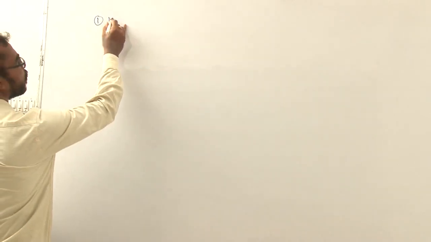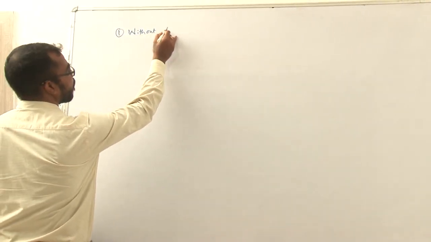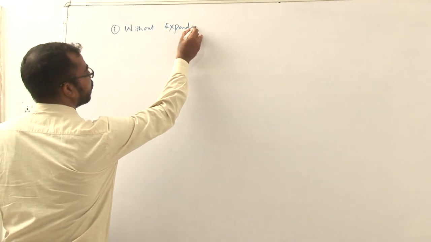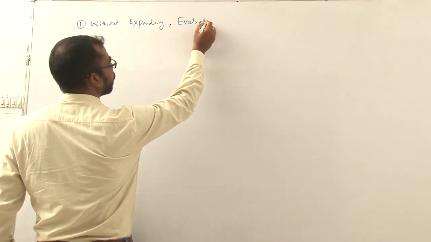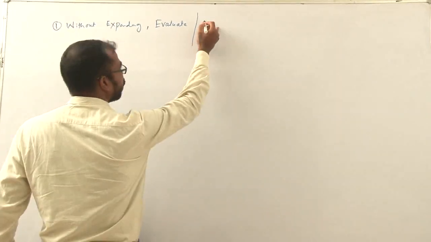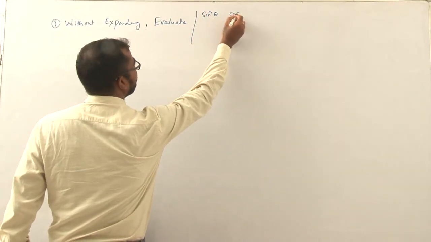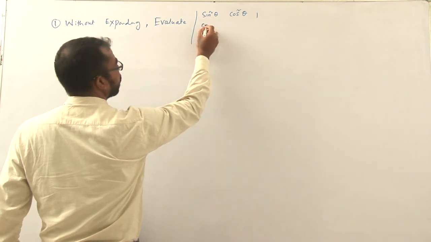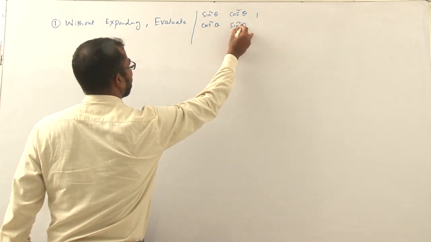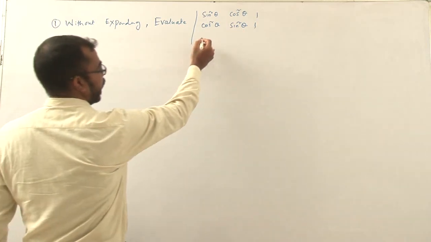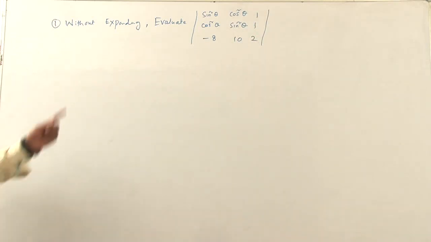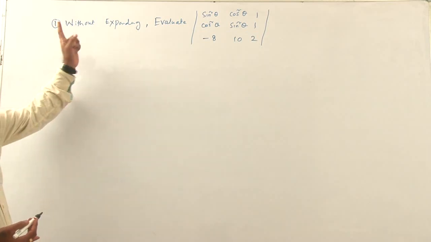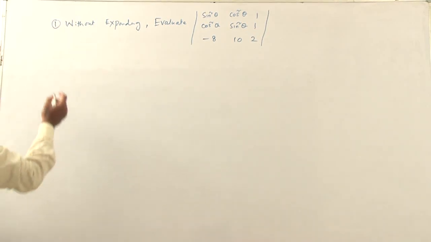Take an example. Question number 1. Without expanding, evaluate the determinant of sin square theta, cos square theta, 1; cos square theta, sin square theta, 1; minus 8, 10, 2. So here the question is to be solved by the without expanding method. We have to evaluate, or calculate, it.